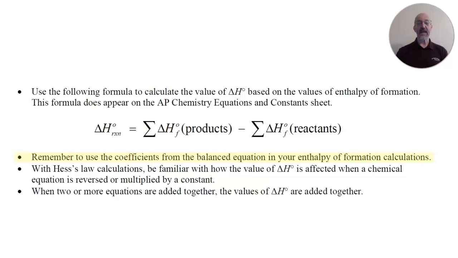Now, with respect to Hess's law calculations, be familiar with how the value of delta H is affected when a chemical equation is reversed. You would change the sign of delta H. If multiplied by a constant, you would multiply the value of delta H by that same constant. And when two or more equations are added together, the values of delta H are also added together.